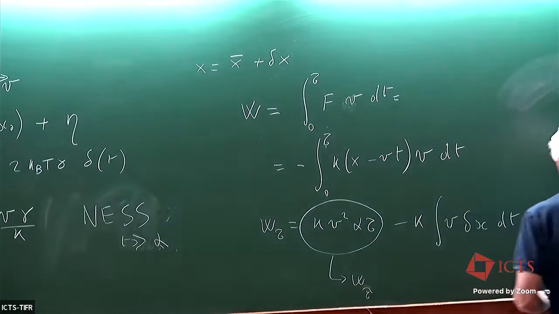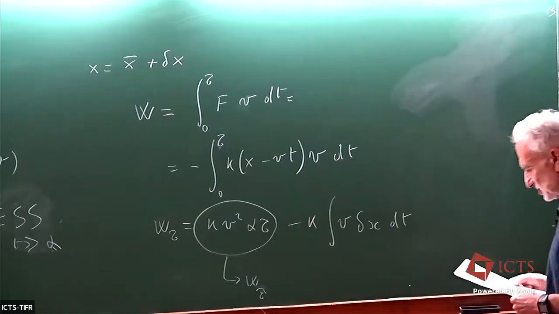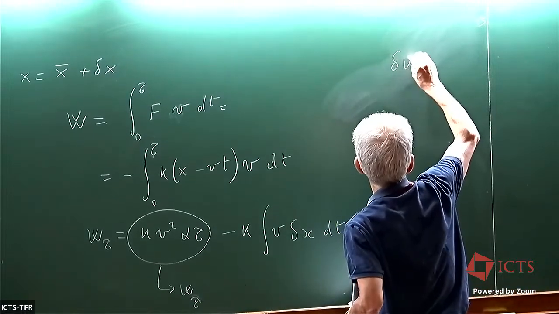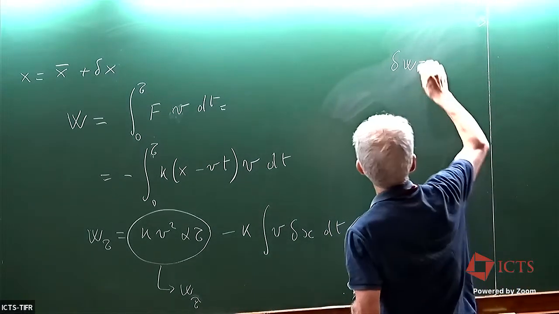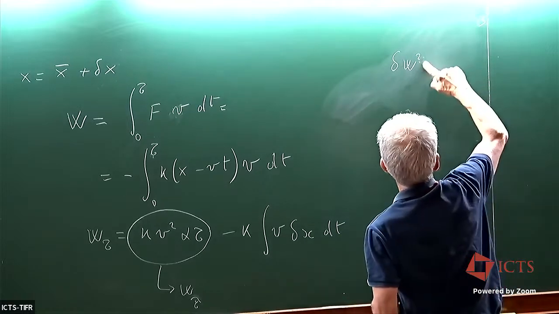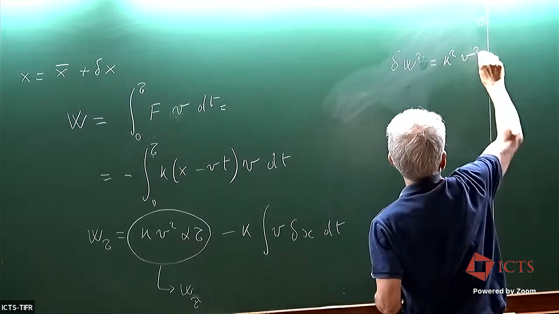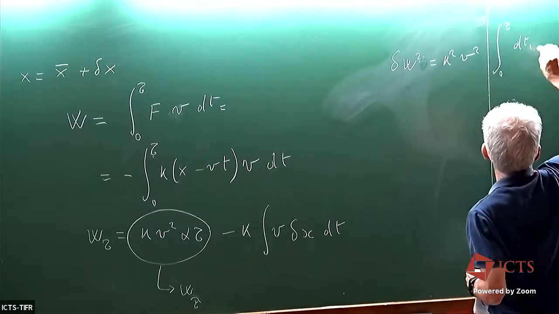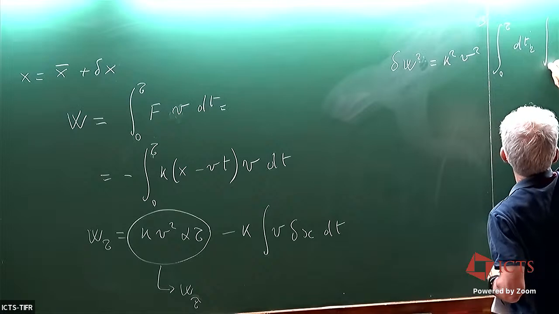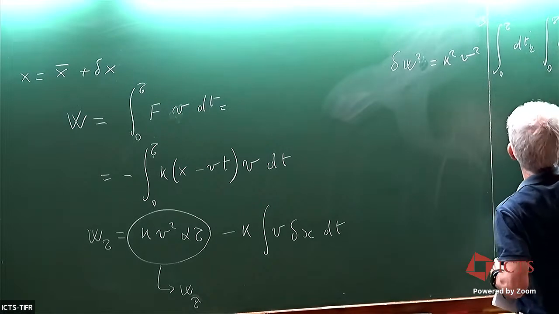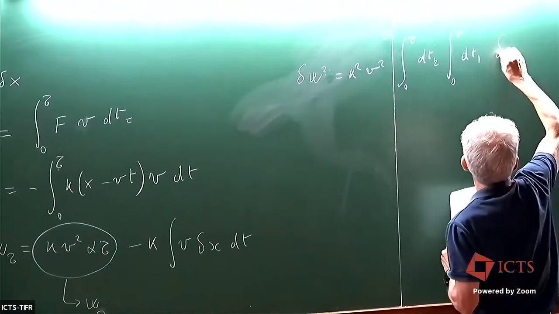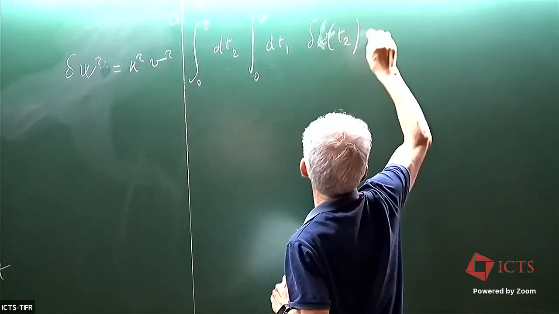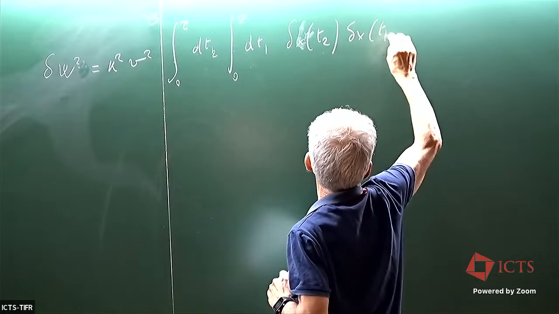So let us see here. Now we can compute the fluctuation, or at least the variance of the fluctuations. So let us include delta W squared, and it's easy to see that k v squared will be nothing else than the integral between zero and tau dt1, dt2, of delta x t2 delta x t1.